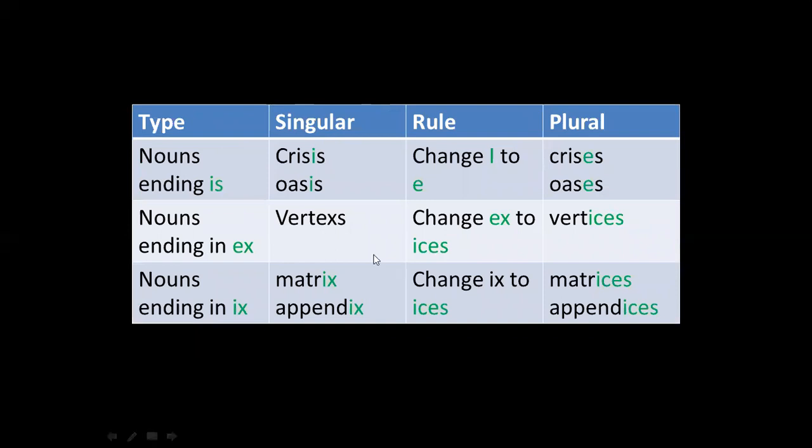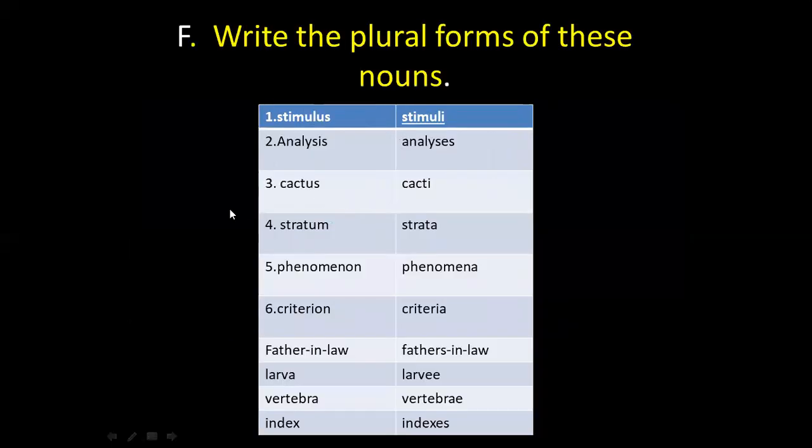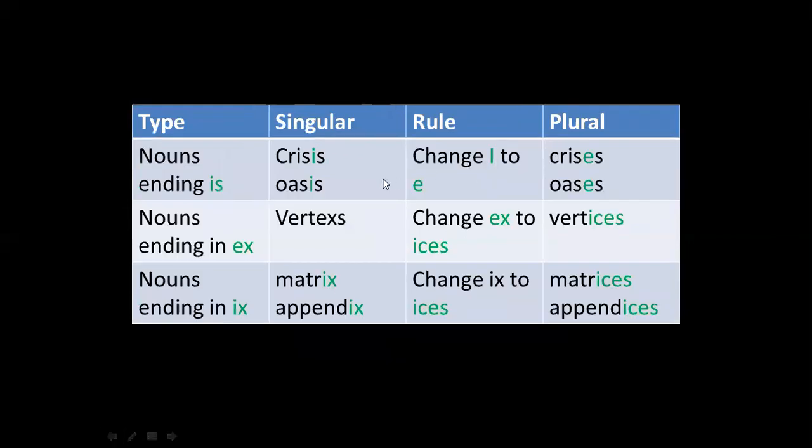Now, nouns ending in is. Crisis, oasis. Here, change i to e to make the plural form of the noun. Crisis, oasis: i changed into e. So crisis becomes crises, oasis becomes oases.